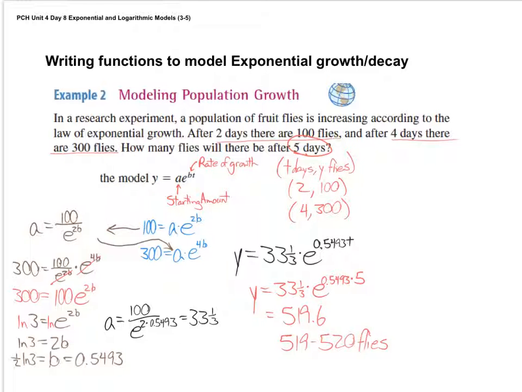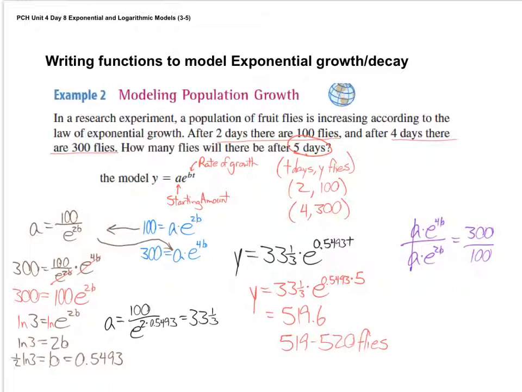So I'm going to put A times e to the 4b over A times e to the 2b, and that's going to equal 300 over 100. Notice I put this over this, and that's going to equal this over this. The nice thing about this method is I actually get to this part right here really fast, and you can see that here because the A's will cancel.